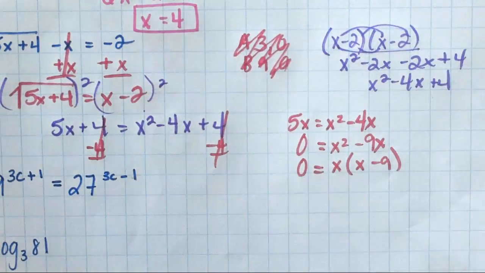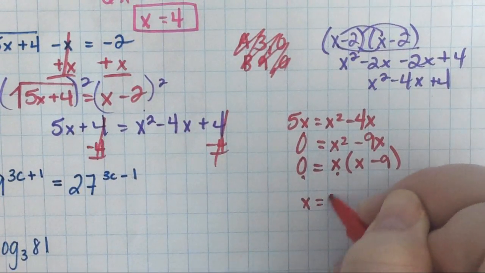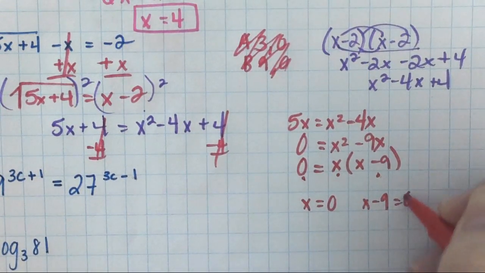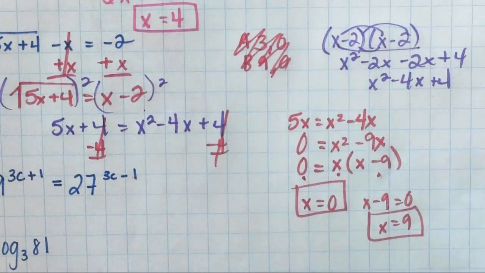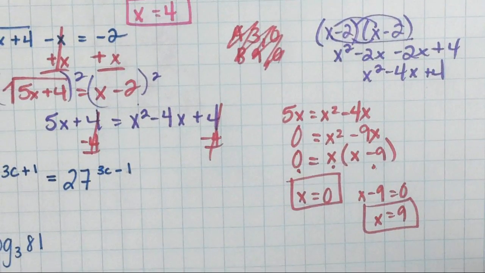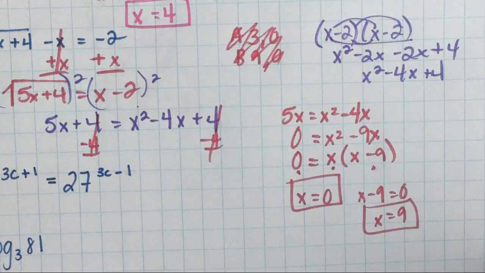So I then set each of them equal to 0. So I set this equal to 0, so I get x equals 0. I would set this equal to 0, so I get x minus 9 equals 0, so x equals 9. So I've got 0 and 9 as my two answer choices. And if I wasn't tired of doing math like you, I would plug them back in and make sure they're legit, because sometimes, buyer beware, they're not.